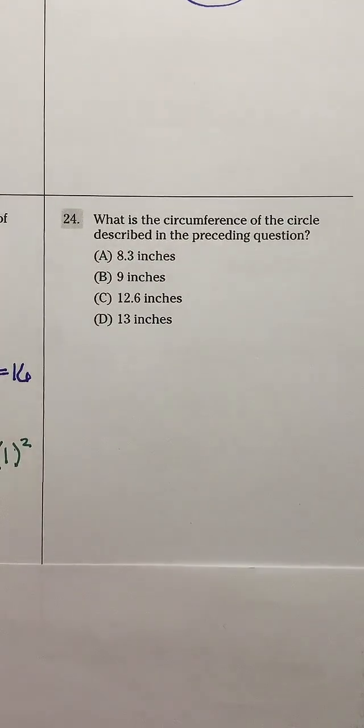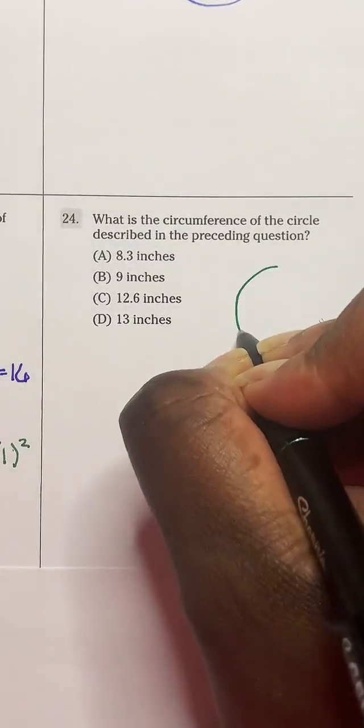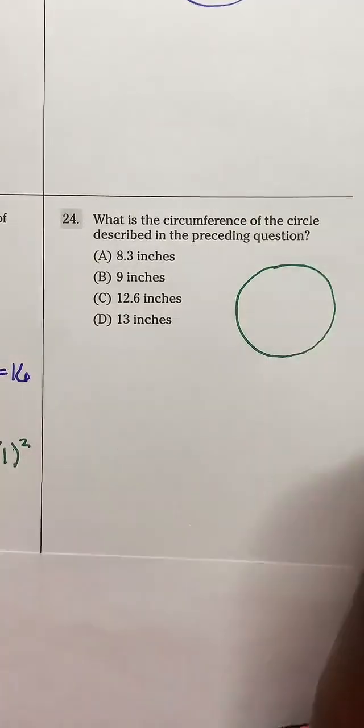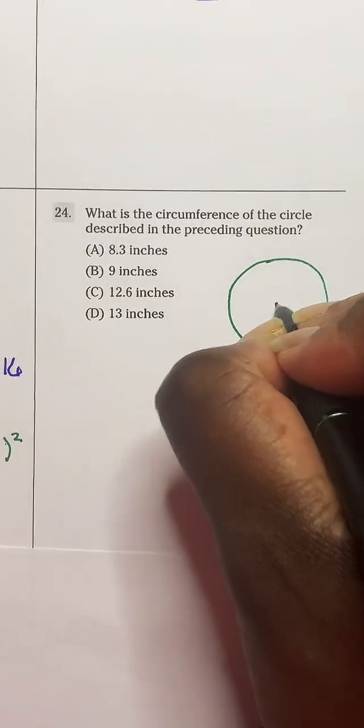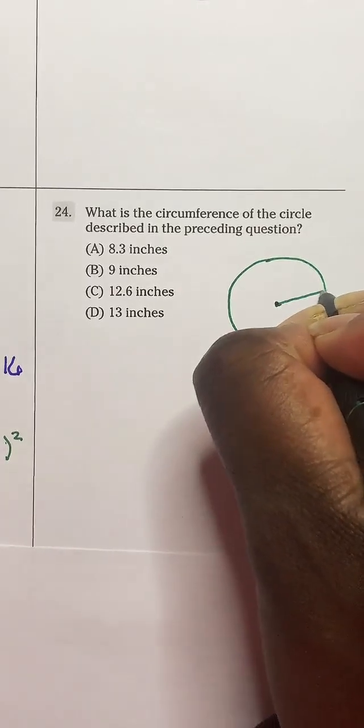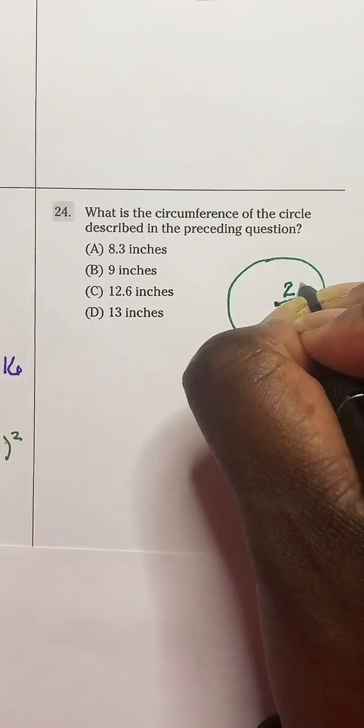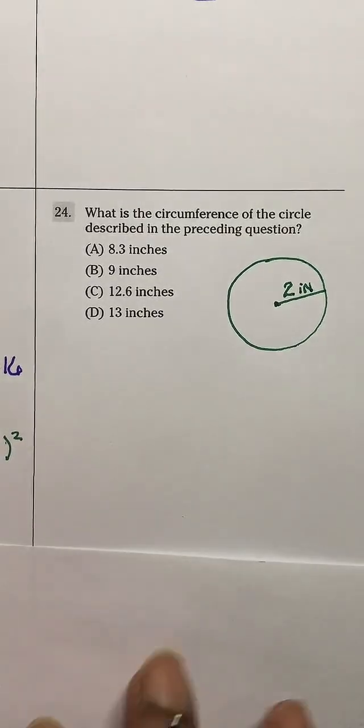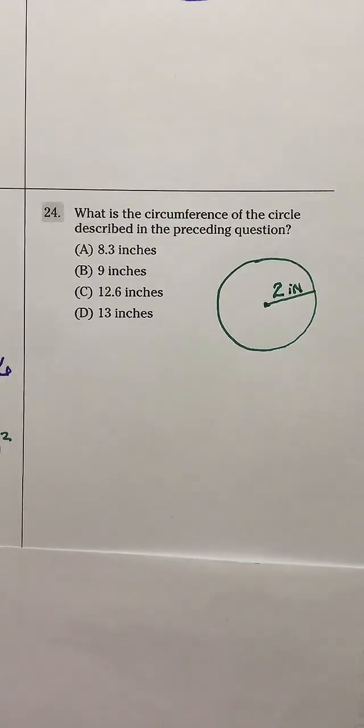All right, and this will be our last one. Question 24: what is the circumference of the circle described in the preceding question? All right, so here's our lovely little circle, a little lopsided, but here we go. They gave us our radius, which was 2 inches. So I just need, what is the circumference of the circle? Is it A, 8.3 inches, B, 9 inches, C, 12.6 inches, or D, 13 inches?